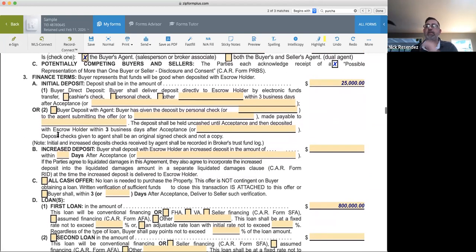And then, you know, that second form we talked about, possible representation of more than one buyer or seller. Look right here, potentially competing buyers and sellers. The parties acknowledge receipt of, right, that document, the possible representation. So again, we've incorporated it into the contract. All right. Paragraph 3, we're going to get into finance terms. This is a lot of good stuff here.